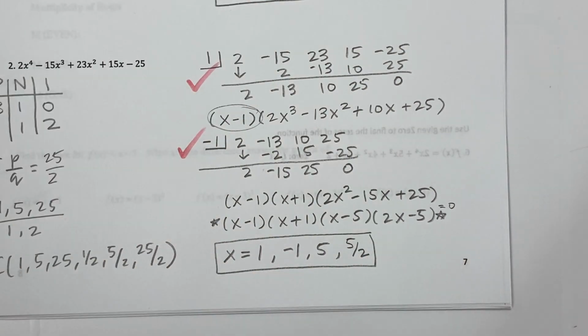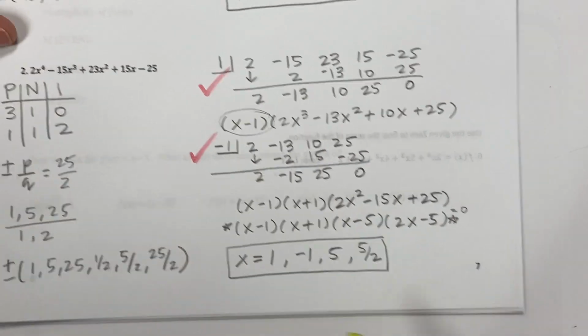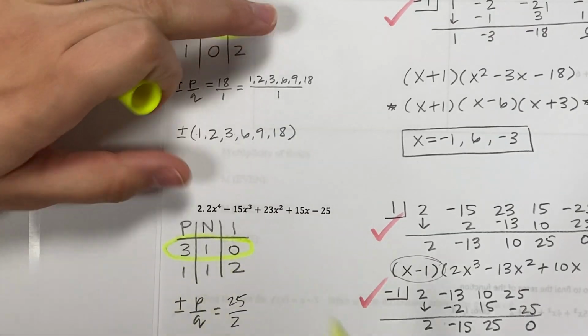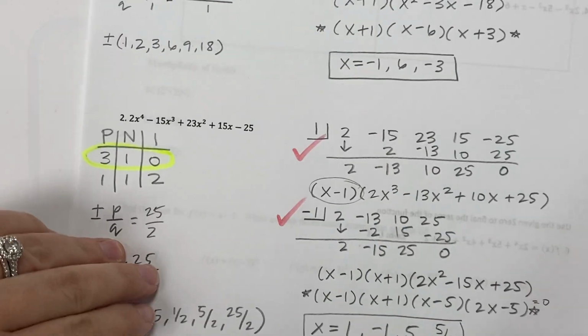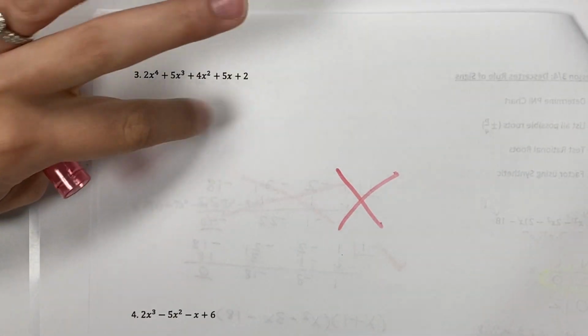Let's confirm that this matches one of our P and I rows. So I have 3 positives, 1 negative. That's that first row again. Yay! Okay, on the next page, we're not gonna do number 3. You did the P and I and everything, good practice, but this is some imaginary roots. We'll save that for pre-AP.